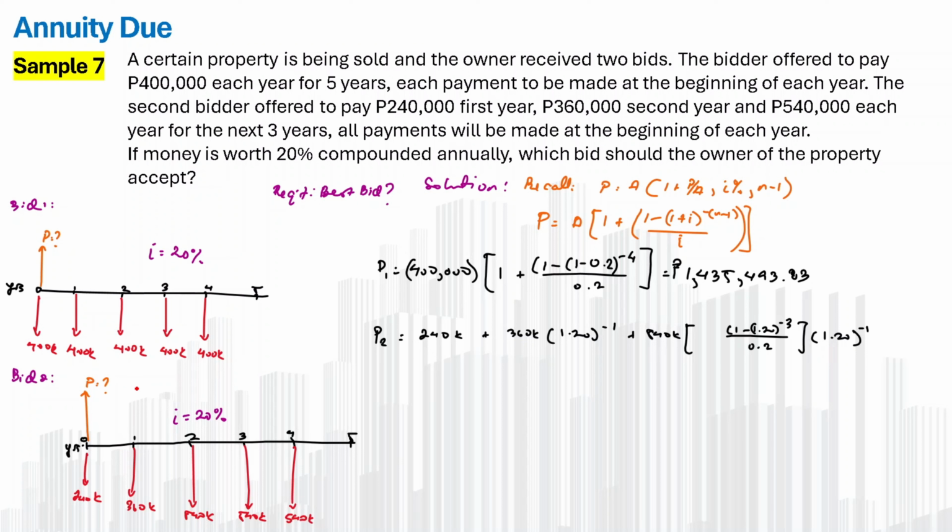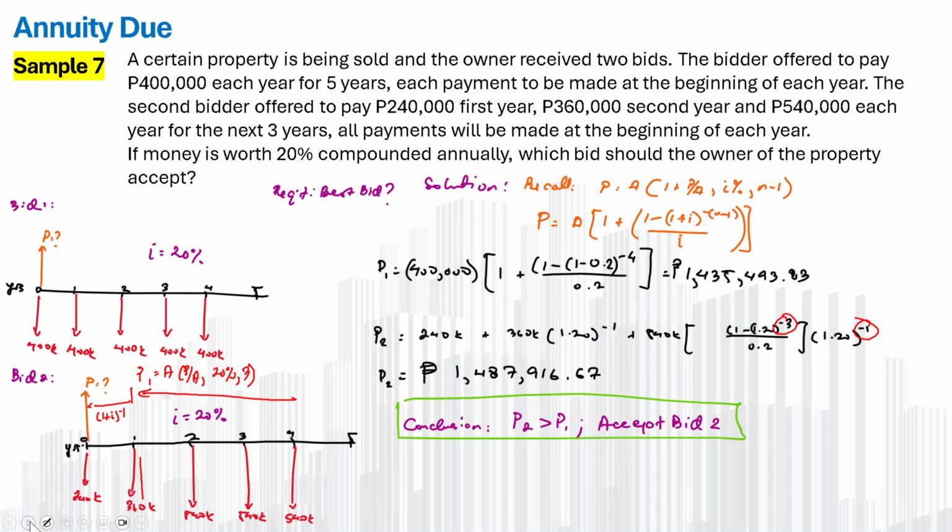And meron lang siyang gap na 3 years. So parang ganito. So I returned yung present value niya at P1. So yun yung annuity, P over A, which is 20%. And then this is 1, 2, 3. And kaya siya negative 3. And then meron pang gap dito na 1 plus i raised to negative 1. So i-multiply ko na lang yan doon. Kaya negative 1. And the value I got dito is 1,487,116.67 pesos. So since P2 here is greater than P1, I accept yung bid 2.